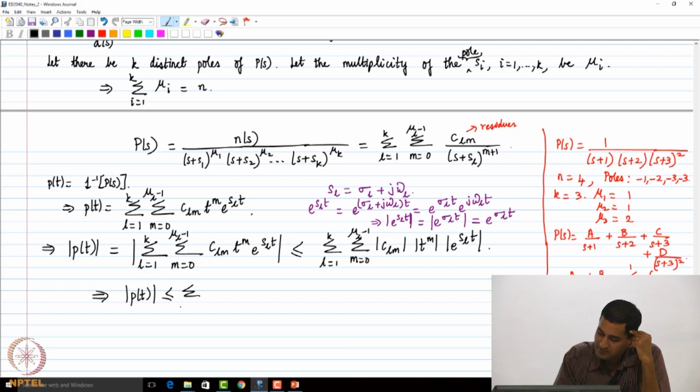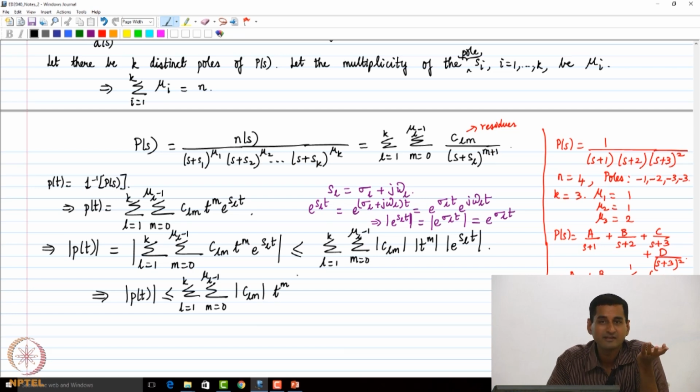So essentially this shows that the magnitude of p of t is less than or equal to summation l going from 1 to k, m going from 0 to mu l minus 1, magnitude of c_lm. Anyway, t power m I can just write as it is, because we are only taking the case t greater than or equal to 0. I can just write t power m, and then this we got as e power sigma l t. Do you agree?